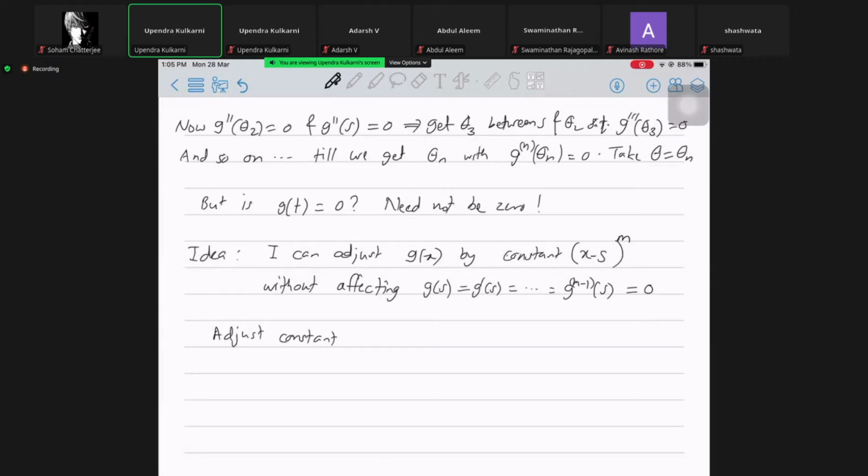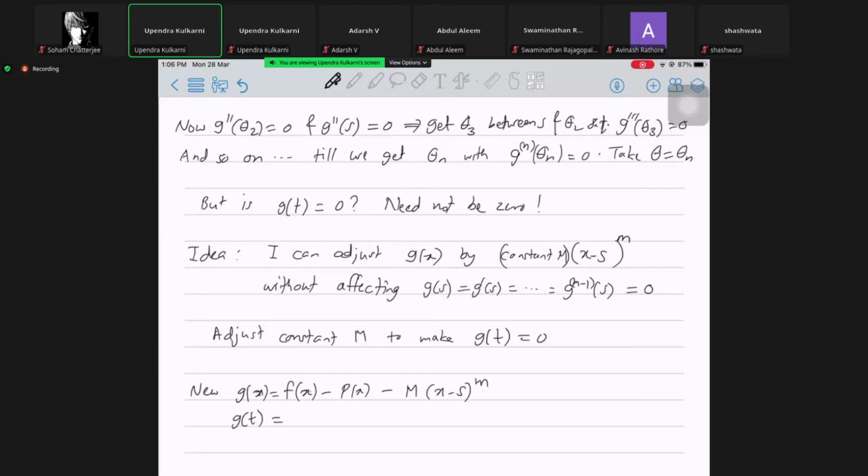So let's give this constant a name. Adjust constant m to make g of t equal to 0. So let us see what needs to happen. So what I want is, my new g is going to be g of x equals f of x minus p of x minus m times (x minus s) to the m.